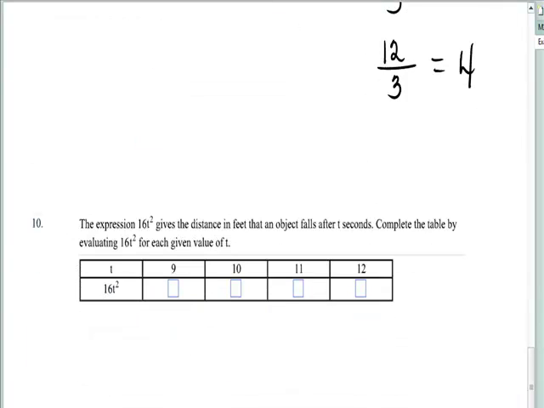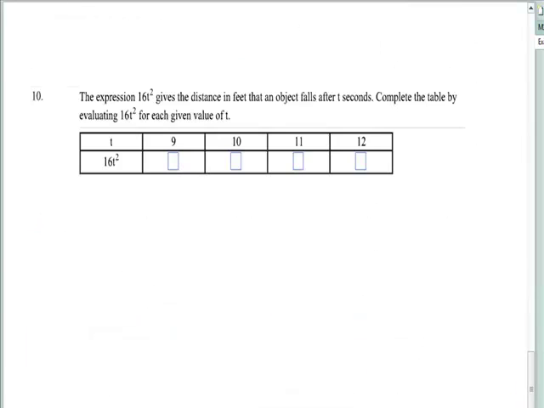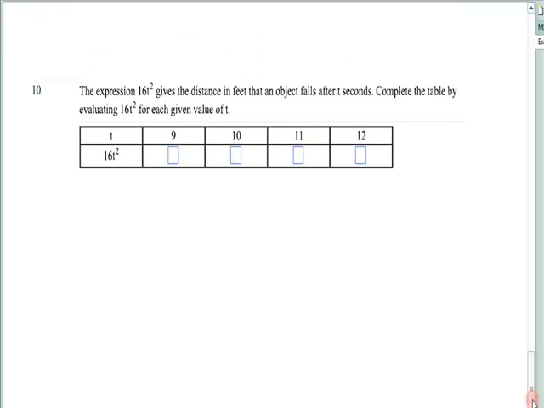All right, the last example problem I want to look at is in the form of a table. And although it looks very, very different, this process is just the same. There is going to be an expression. In this one, the expression 16t squared, so it's 16 times t squared, gives the distance in feet that an object falls after t seconds.